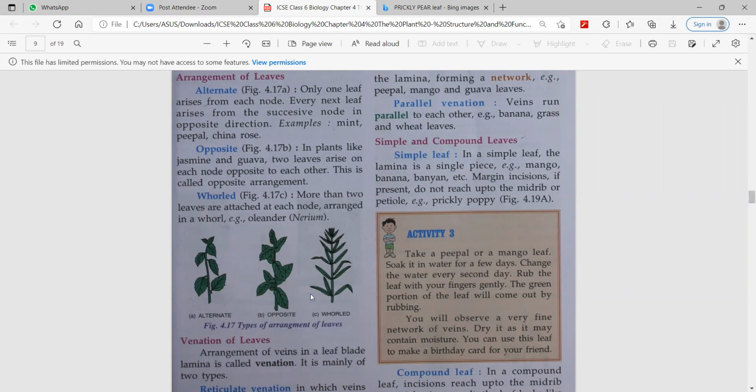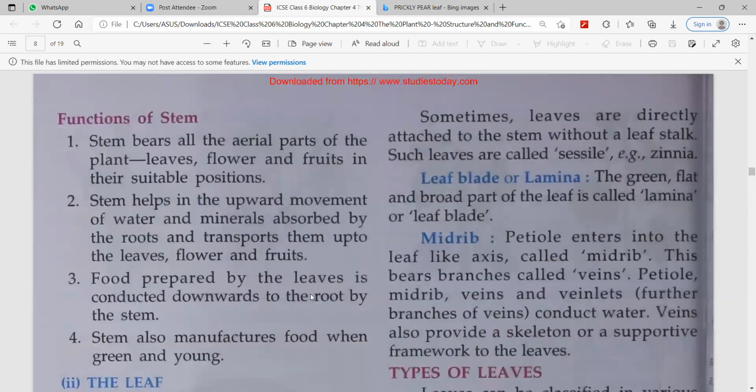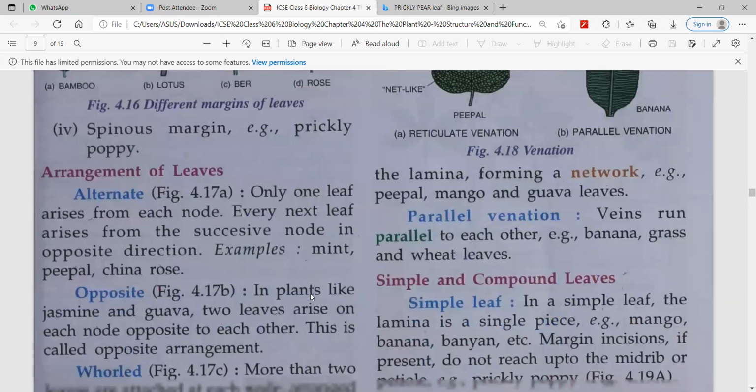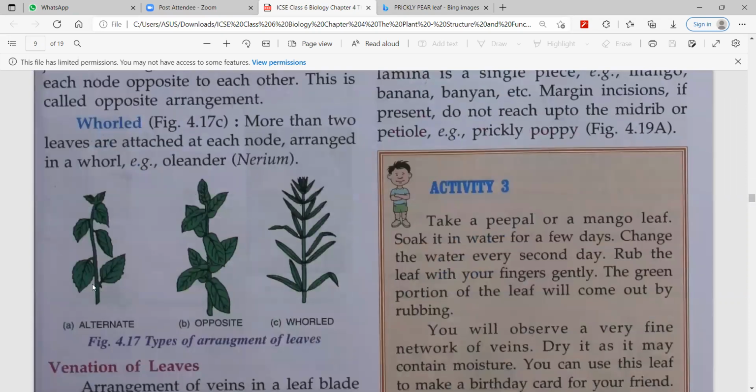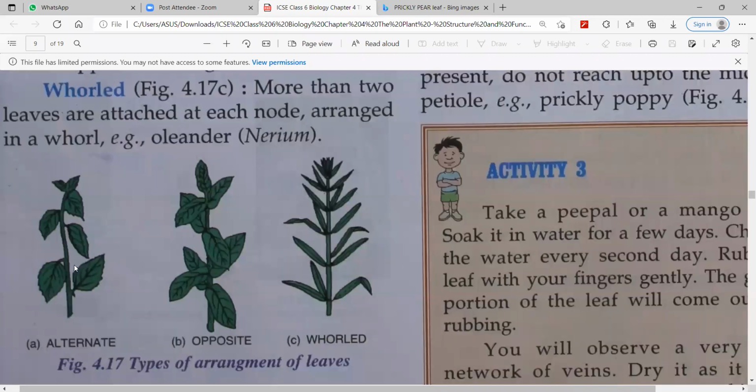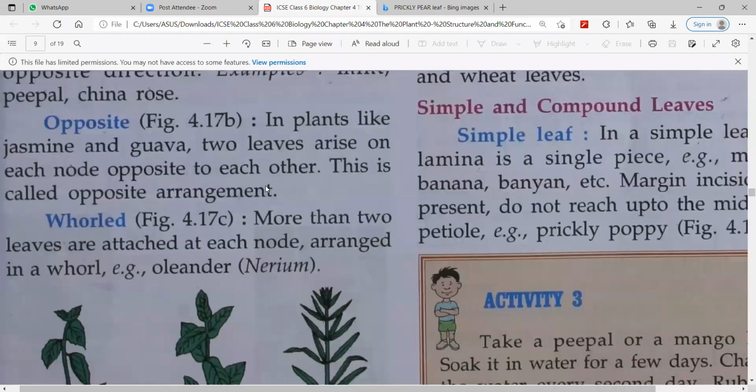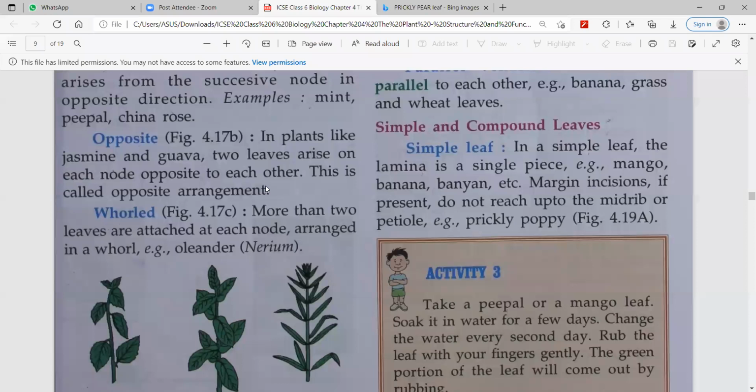If one leaf develops from one node and the other leaf develops from the other node on the opposite side, one leaf develops here on one side and the second on the other node on the second side, then it is known as alternate arrangement of leaves, right? For example, you can see China rose or peepal, or many other plants that we see.